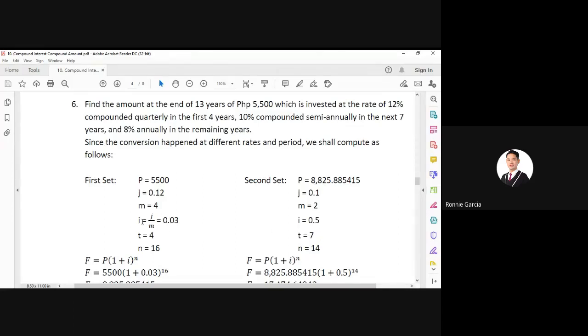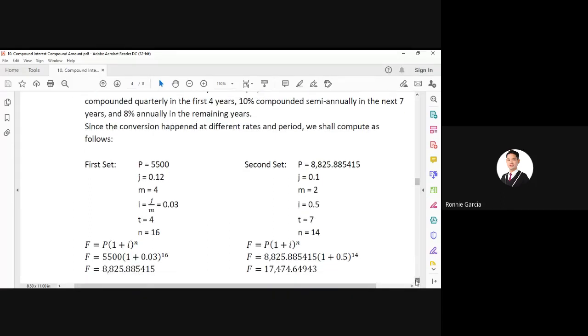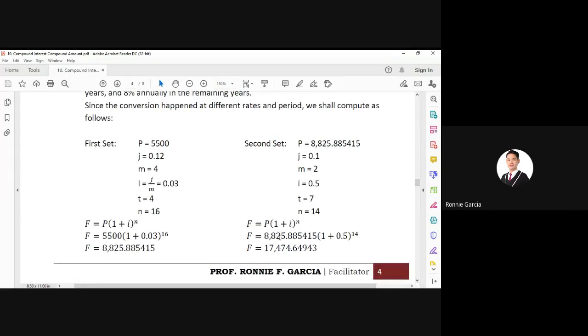So kung isolve nimo ang I, J divided by M, so 0.1. 0.1 ang 10% ha, pwede po siya 0.10. Okay, 2 decimal places. So 0.1 and 0.10 are just the same. Divided by 2, so you will have 0.05. And our N is T times M, so 7 times 2, 14. So mao na po ito imuhang i-plug in sa imuhang formula. So P is 8,825.885415 times the quantity of 1 plus I, that's 0.05, raised to the power of 14.